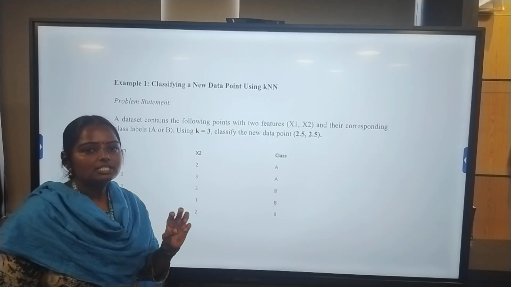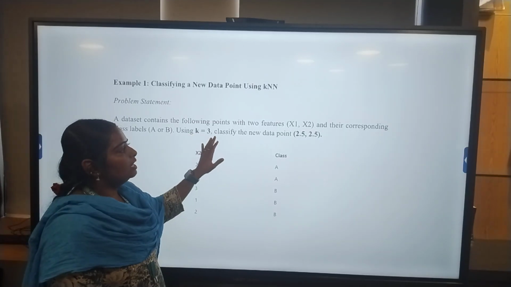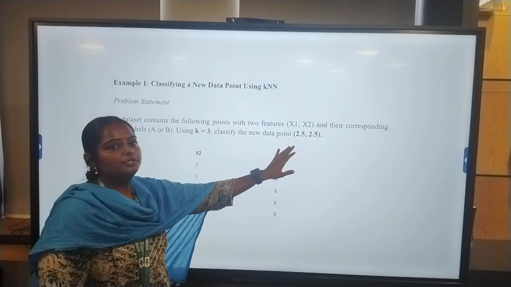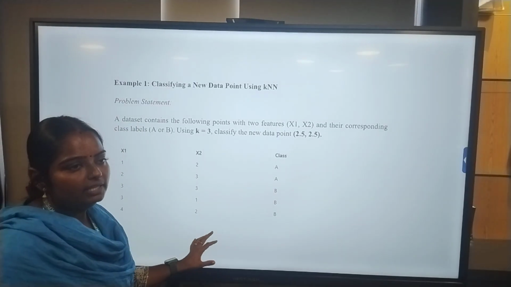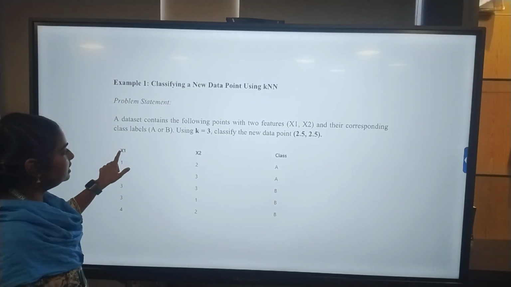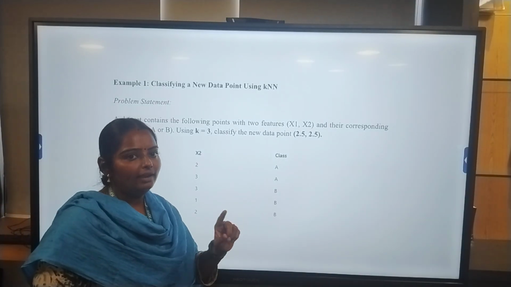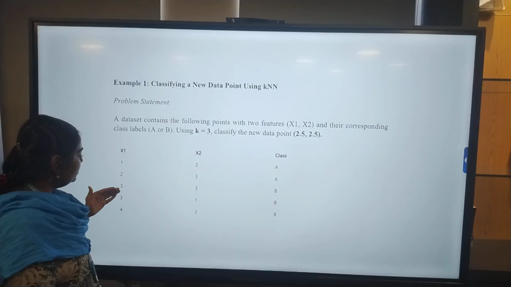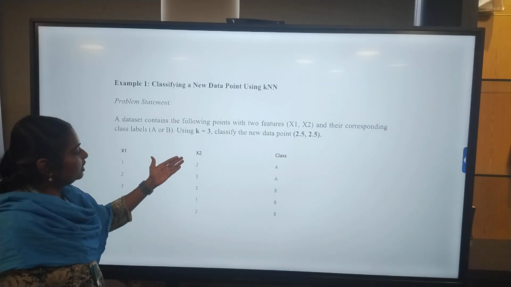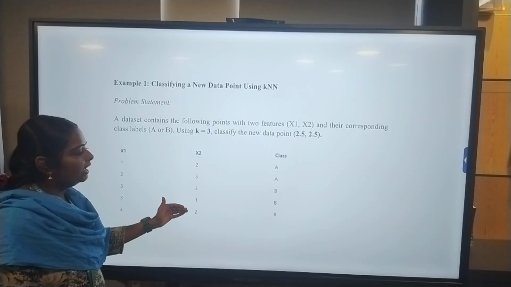What we are supposed to do now is apply k equal to 3 for the data point 2.5 comma 2.5. Let us see what is given in the question first. They have presented two features, named x1 and x2. x1 has values like 1, 2, 3, 3 and 4. x2 has values like 2, 3, 3, 1 and 2.